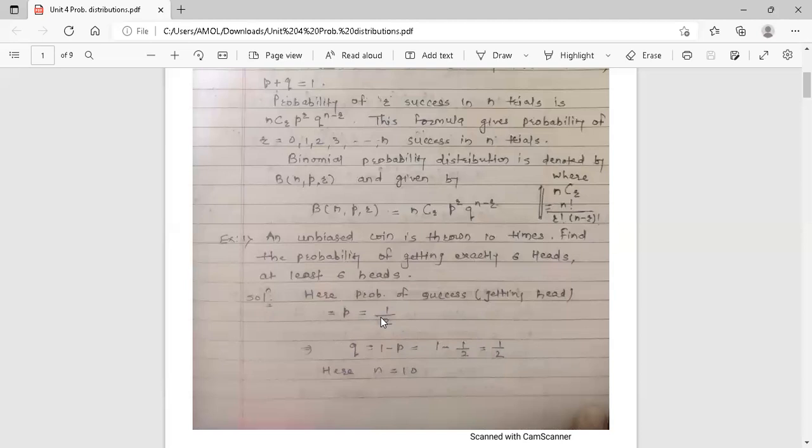Now our aim is to find the probability of getting exactly 6 heads, and the coin is tossed in air 10 times, so the number of trials n is equal to 10. So the value of n, small n, is 10. Now, probability of getting exactly 6 heads is equal to, meaning the value of success r is 6.